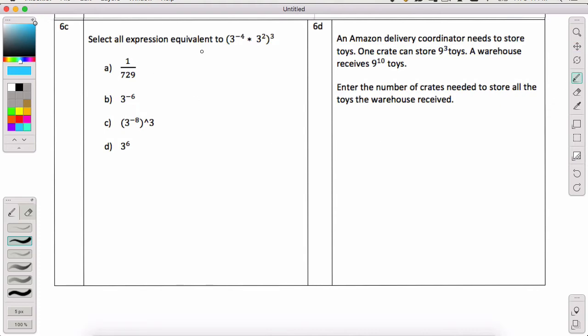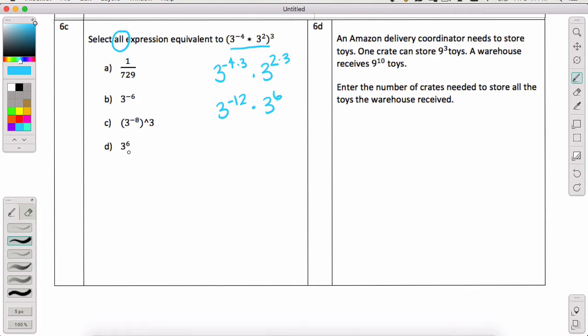Select all expressions equivalent to this expression. It says select all, so that gives me a hint there may be more than one answer here. So first step, 3 to the negative 4th power times 3 to the 2nd power, and the whole quantity is to the 3rd power. That means I'm repeating this entire thing once, twice, 3 times. So that would be 3 to the negative 4th 3 times, and 3 to the 2nd 3 times. That would be 3 to the negative 12th multiplied by 3 to the 6th.